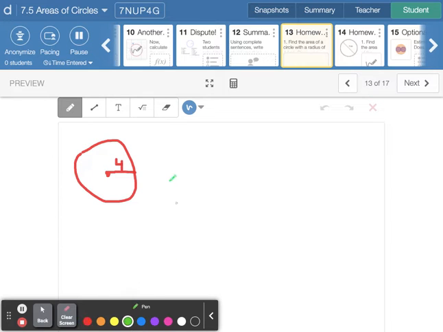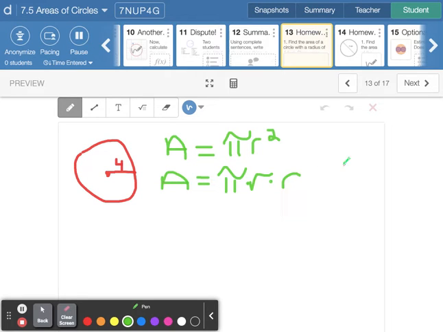My formula for the area of a circle, which we learned today in class, is that the area equals pi r squared. And I know that means the same thing as area equals pi times r times r. So now I just need to substitute in 4 for my radius. I suggest that you have this also written down in your work so that you can use it on your standards mastery.